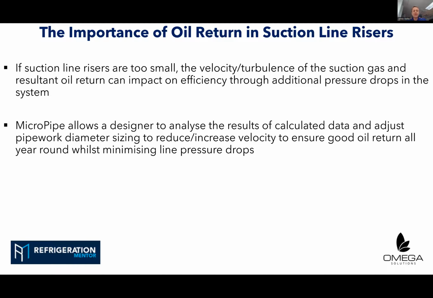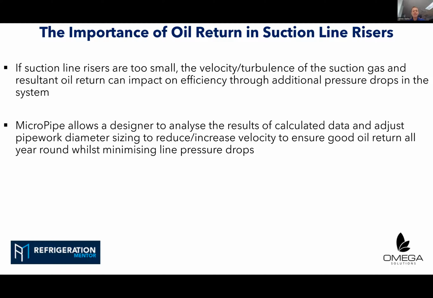Conversely, if suction line risers are too small, the velocity and turbulence of the suction gas and resultant oil can impact efficiency through additional pressure drops in the system. So that's often the trade-off. If you're designing a distributed system and you're not using the software, and you're using a single line size calculator, and then building off charts and first principles, and building it all up into a jigsaw, it's very, very difficult, because with each additional line, you're introducing another line loss, or further duties, further loads on the system.